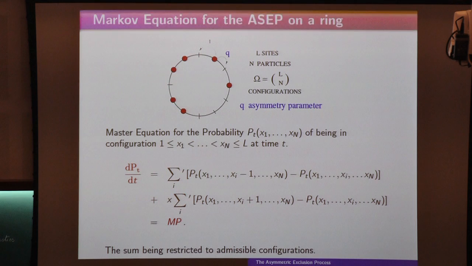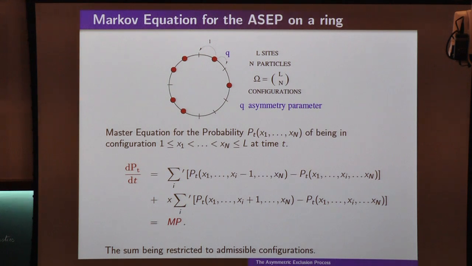So let's suppose that we are now on a ring. We can write the Markov equation of this system, and a configuration is just denoted by the positions of the n particles. Okay? So you have a nice kind of discrete Laplace equation, which is true for this system. You have only to be very careful that it's not a purely Laplace equation. When particles are next to each other, some jumps are forbidden.